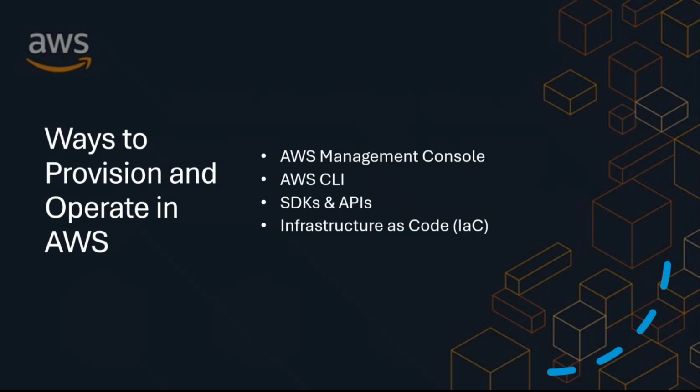AWS offers multiple ways to provision and operate resources. The AWS Management Console is a web-based interface, perfect for beginners or one-time tasks. The AWS CLI is a command line tool for automation and scripting. For developers, AWS provides SDKs in languages like Python, Java, and Node.js to integrate AWS services into applications. Finally, infrastructure as code, or we can say IaC, tools like AWS CloudFormation or Terraform allow you to define and deploy infrastructure using code, which is ideal for repeatable and automated deployments.